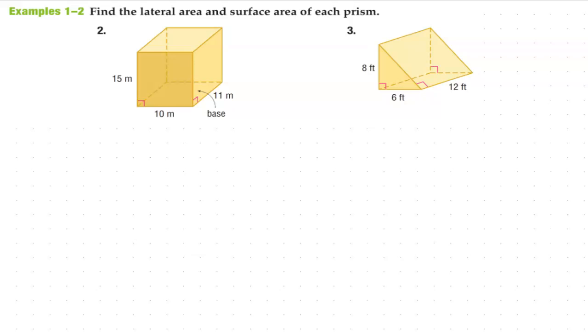Hey guys, second set of problems. In this one, we're going to find the lateral area, which is like we did in the last problem. And we're also going to find the surface area, which is new to this problem. So for number two, pretty much doing it the same way as before.